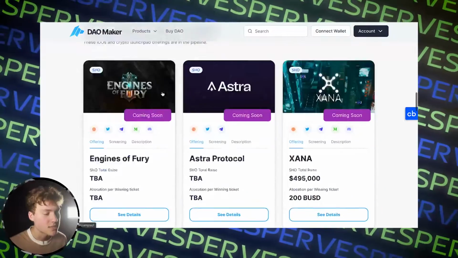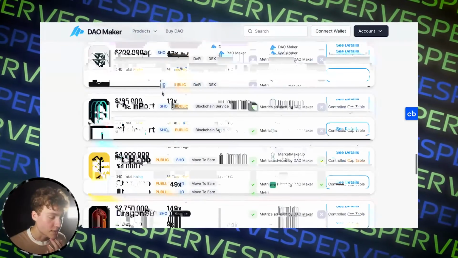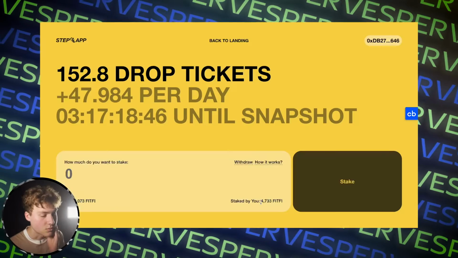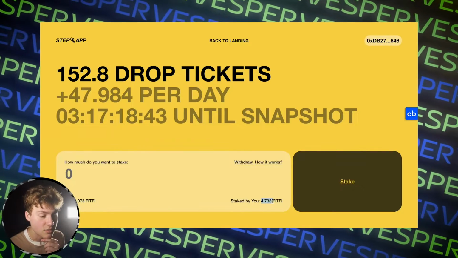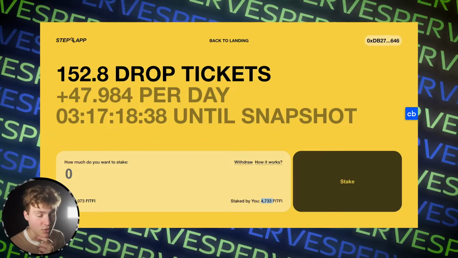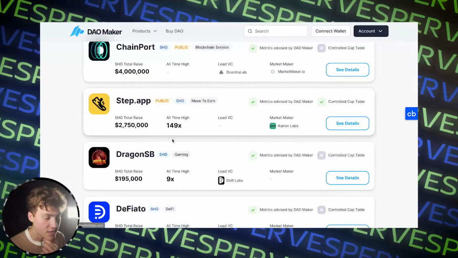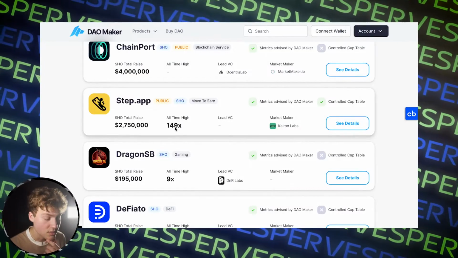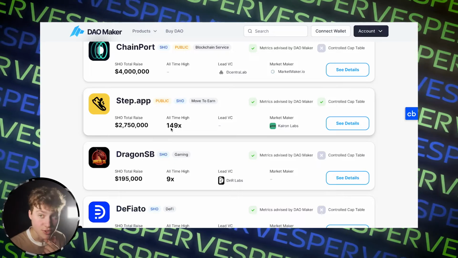One of the most recent projects they launched was StepUp, that I'm crazy bullish on. Right now, as you can see, I'm staking almost 5,000 FeedFi tokens, and I'm really bullish on this project. Nothing is financial advice, but as you've seen, this is a project that I did invest in. And you can see here that the all-time return was 149x, which is crazy high.